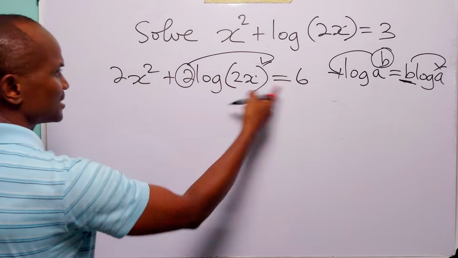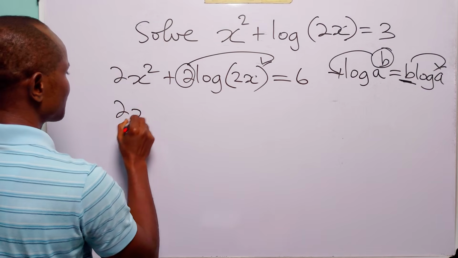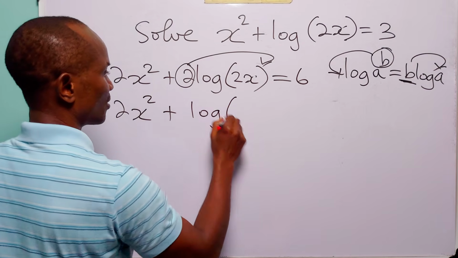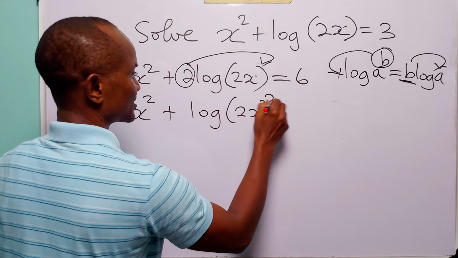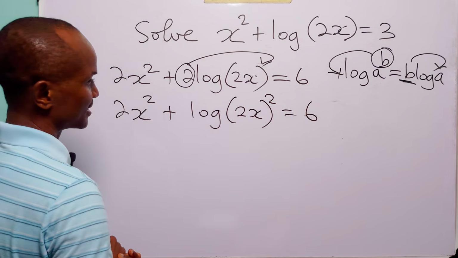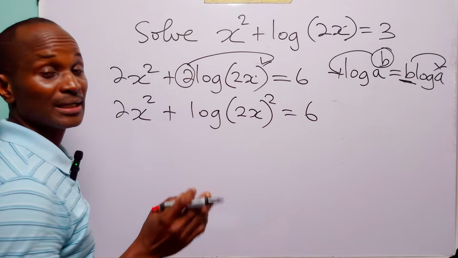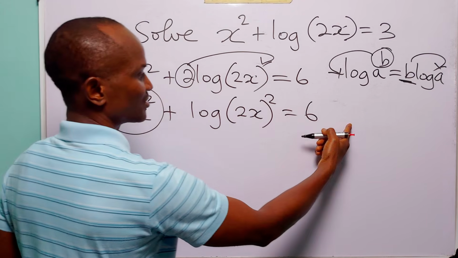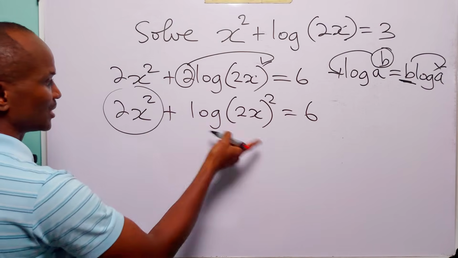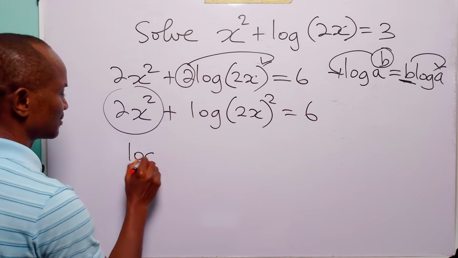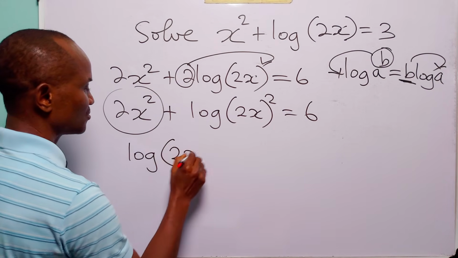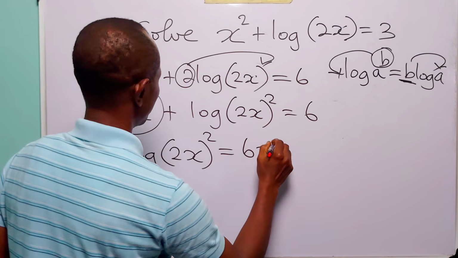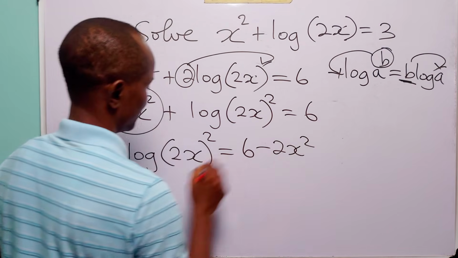And when we do that, this equation becomes 2x squared plus log (2x) squared is equal to 6. The next thing we are going to do is move this term over to the right hand side. When we do that, this equation becomes log (2x) squared is equal to 6 minus 2x squared.